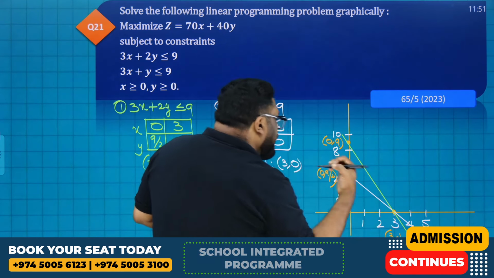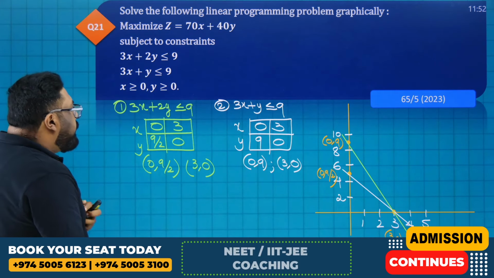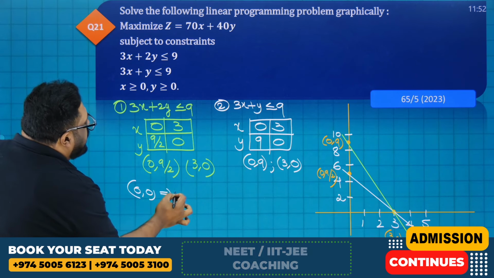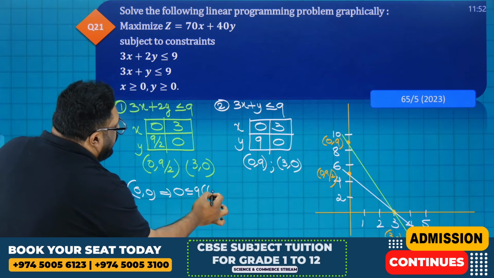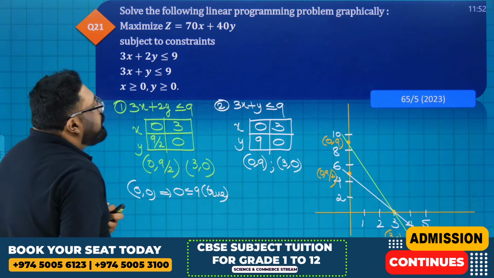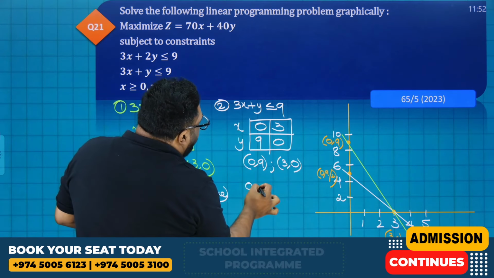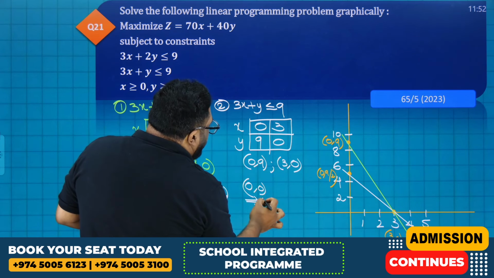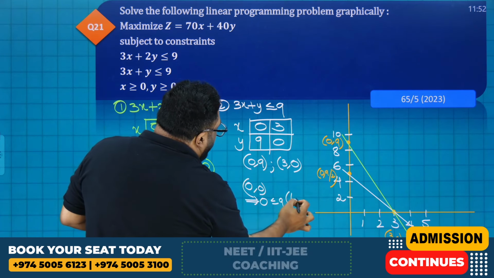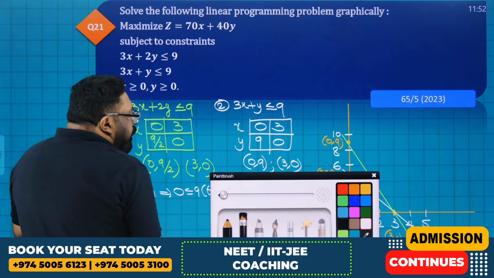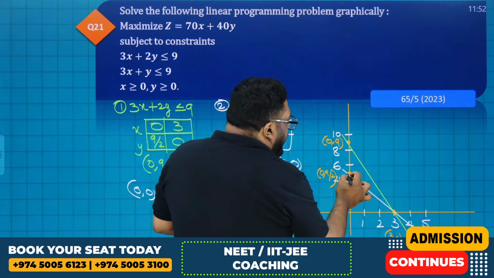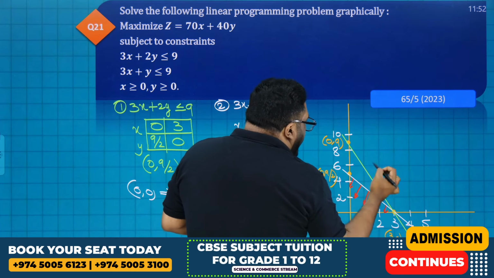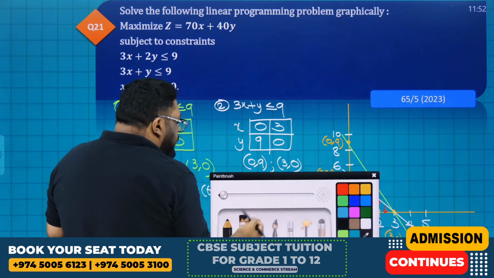Now we are trying to shade it, my dears. We know how to shade it, right? Test with the origin. If I put 0, 0 in this case, 0 is less than 9. So the first equation says shade towards the origin. Next one, 0, 0 for this one implies 0 is again less than or equal to 9, which is true for the second line as well. So for the first line I need towards the origin, and for the second line also, stay towards the origin.